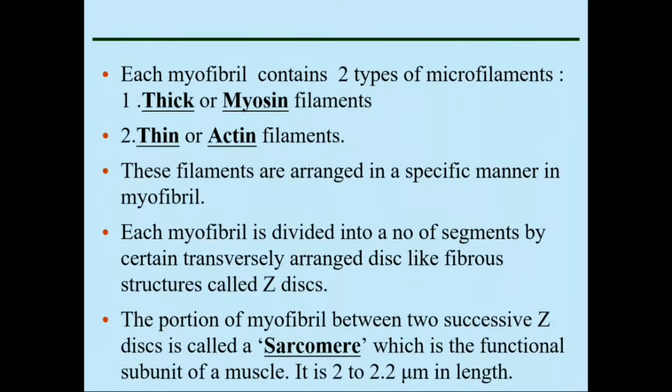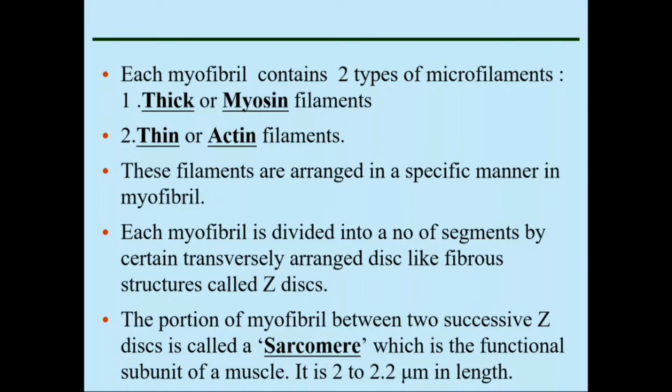Now, what are the different types of microfilaments? There are two types of microfilaments present inside a myofibril. One called thick filaments or myosin filaments, and two, thin filaments or actin filaments. So each myofibril contains two types of microfilaments, thick or myosin filaments and thin or actin filaments. These filaments are arranged in a specific manner.